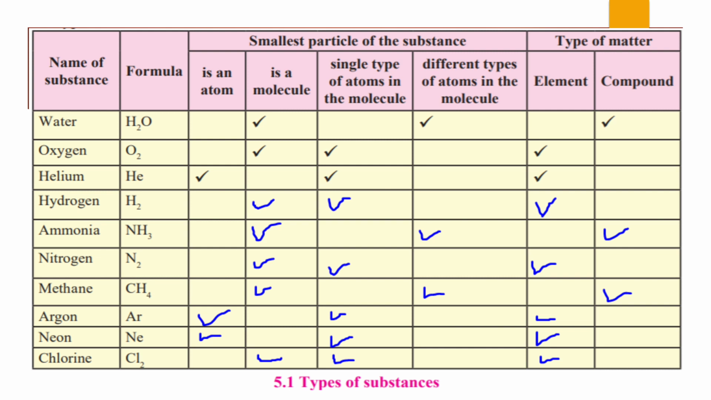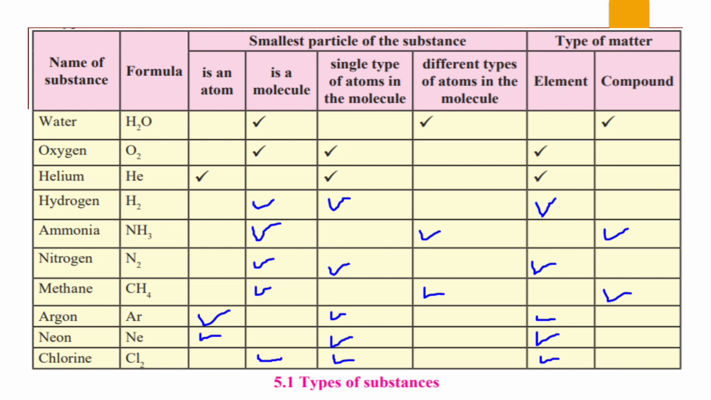So here the atoms are combined and hence they are forming the molecule. Hence you will tick in the molecule column. Now if you see, H is one atom, oxygen is another atom. So two different atoms are involved over here, and hence there are different types of atoms in the molecule. When two different atoms combine and form a molecule, it is called a compound. Here two different atoms, hydrogen and oxygen, have combined, and that is why it is a compound.